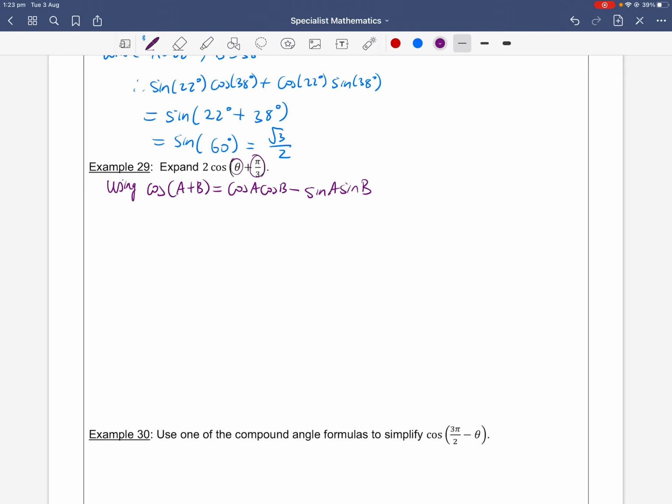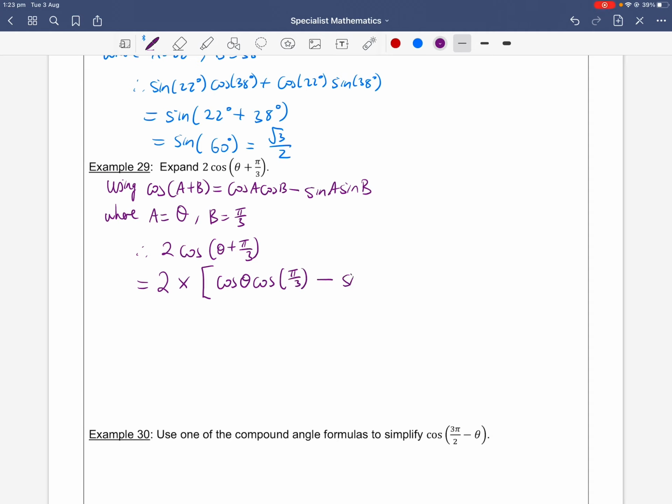For us, our a would be theta and our b would be pi on 3. So therefore, 2 lots of cos of theta plus pi on 3 gives us 2 lots of, well, we're going to replace a with theta and b with pi on 3. So it's 2 lots of cos a, which is cos theta, times cos of b, which is pi on 3, take away sine of a, which is sine of theta, and then sine of b, which is sine of pi on 3. We can then simplify.